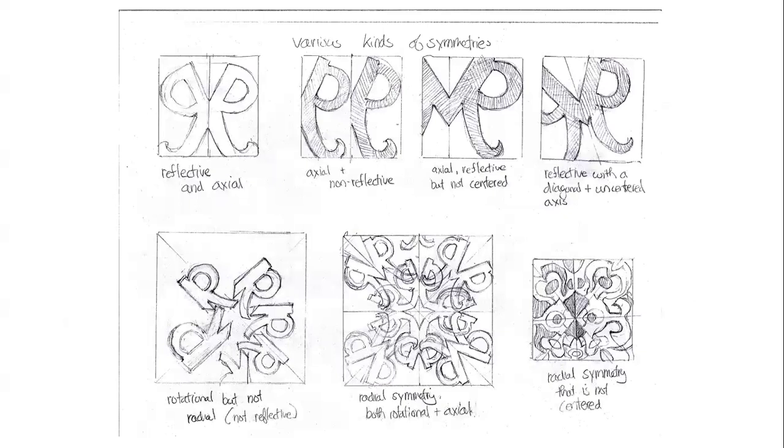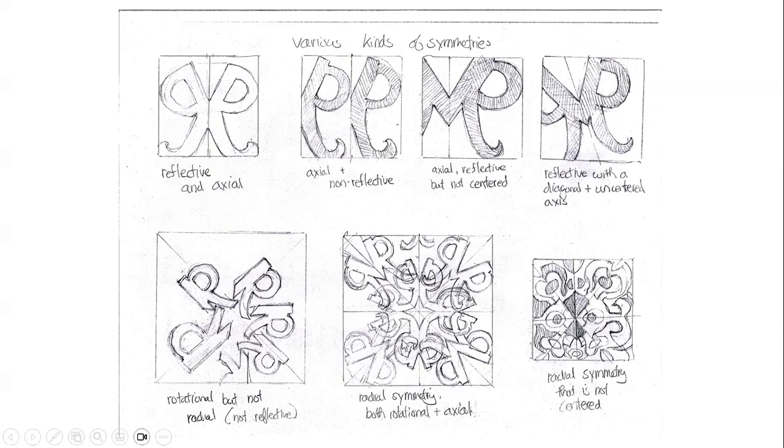Okay, so here's a little drawing I did to get at the same sort of idea. This is reflective axial symmetry, whereas here we have axial symmetry that's non-reflective. Here is axial reflective symmetry where it is asymmetric, like not centered, so it is off from, so we don't see all of this revealed over there. And here it's off-centered and also on a diagonal. And then here we're getting to rotational symmetries.